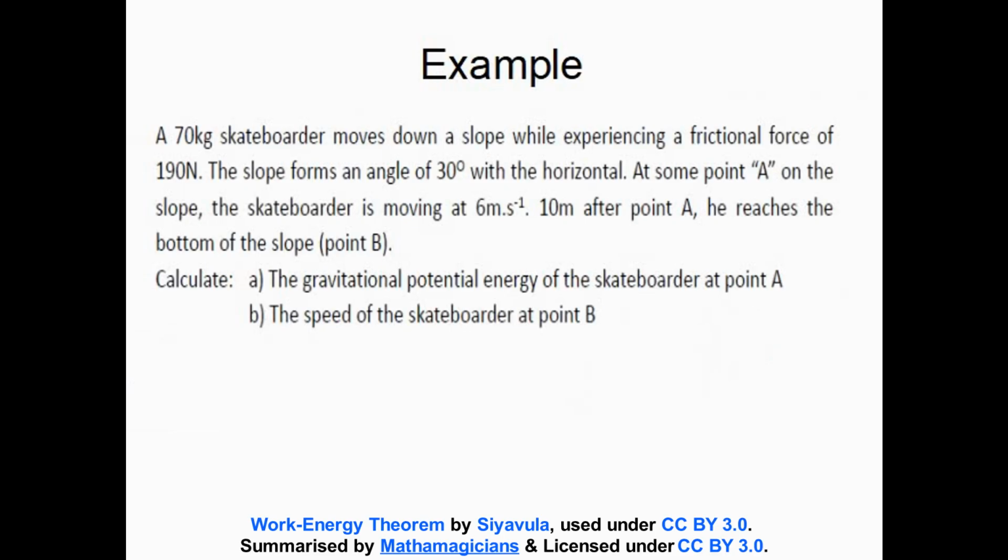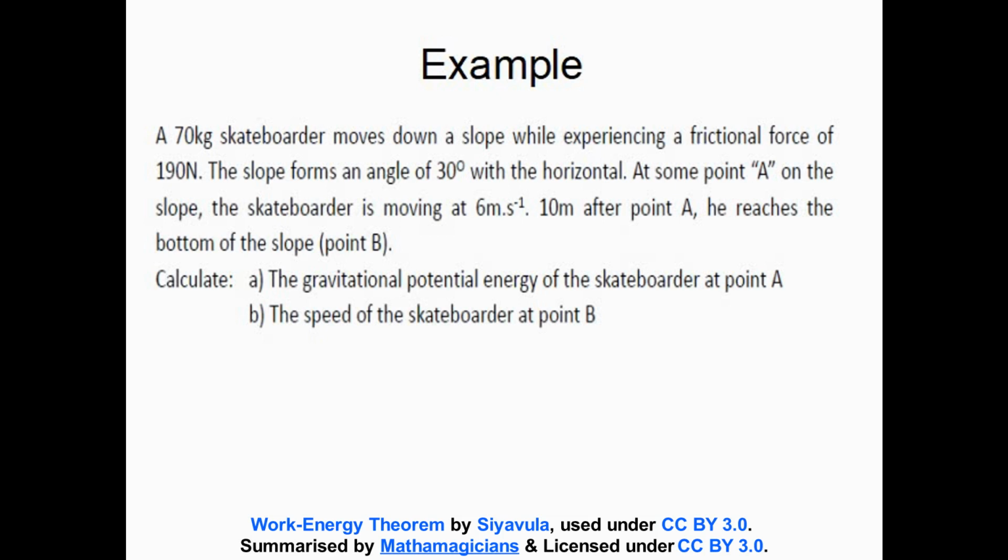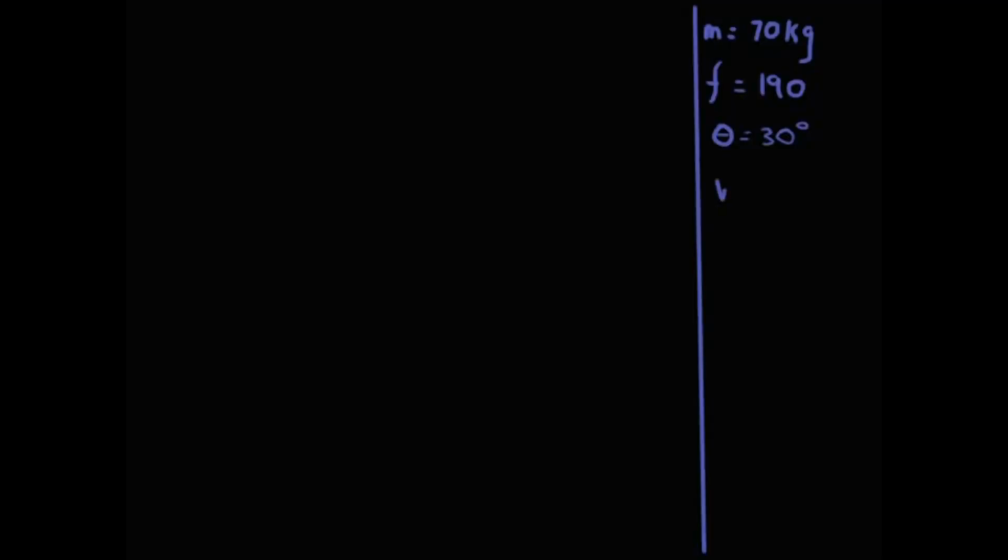We know the mass of the skateboarder, they said, was 70 kilograms. We know the value of the frictional force, it was 190 newtons. We also know theta, 30 degrees. We also know that at some point A on the slope, the skateboarder is moving at 6 meters per second. So I'm going to take that as my VI. I'm just going to note it as VA, 6 meters per second.